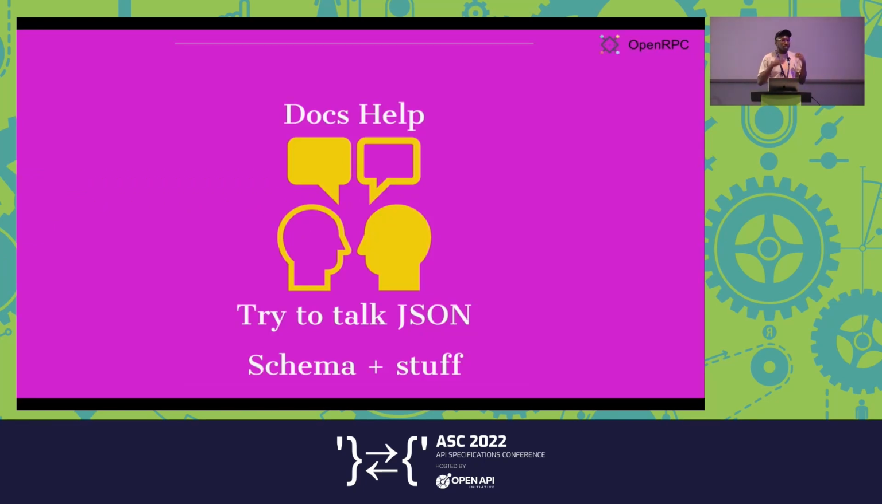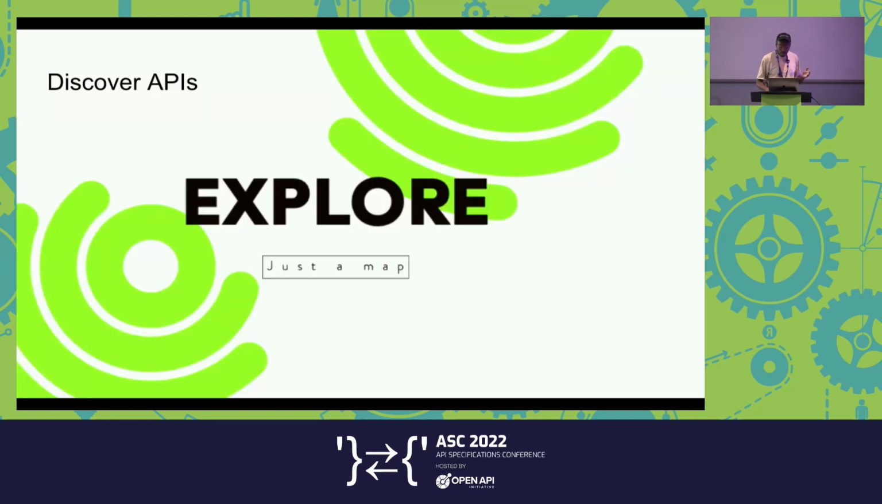You're trying to talk JSON schema plus stuff. So that could be like, oh, these are optional parameters. Oh, this has the shape of this, or how do we go about that? And so we really believe that being able to communicate your API through documentation is super useful. And so OpenRPC is looking to dive towards that aim.